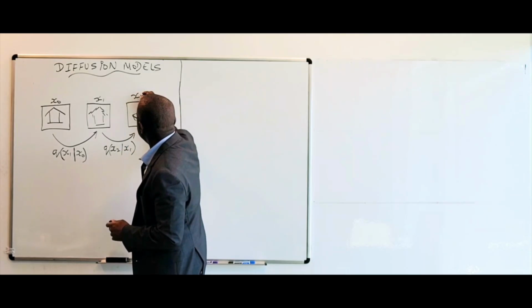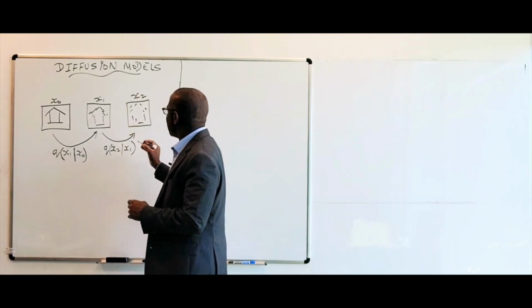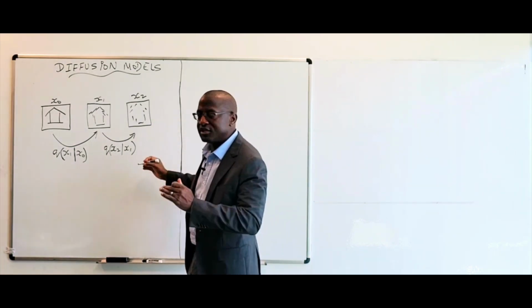And this is state x2, and things look a little more scattered. It might be a little harder to tell that that was a house. You keep doing this until you pretty much get to random noise.